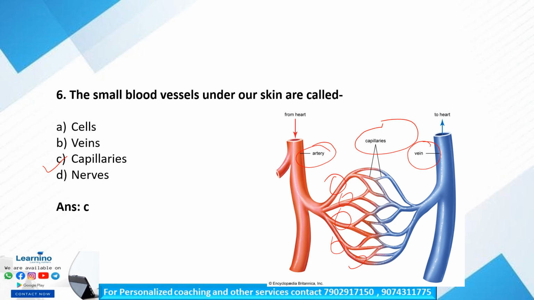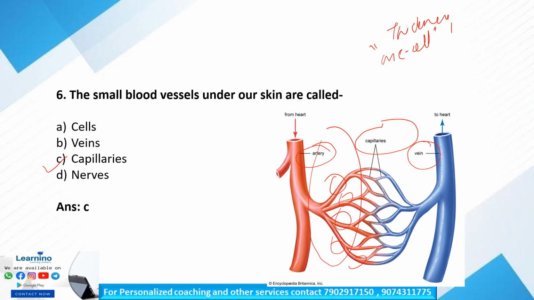Okay, so these are the smallest vessels whose walls are 1 cell thick. The thickness of the capillaries is just 1 cell, right? So on reaching the tissue or organ, the artery is differentiated into smaller blood vessels, that is capillaries, that bring blood to all the cells of the body. Is it clear?